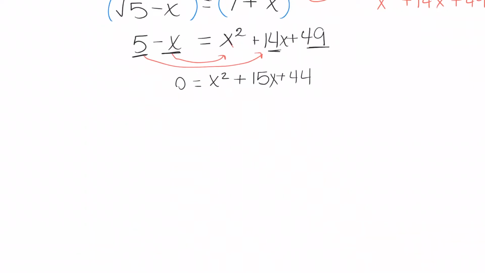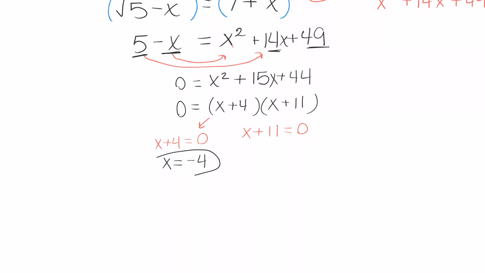So if we do that, we ask ourselves, what two numbers multiply to 44 and add to 15? Well, 4 and 11, right? So now think back to quadratics. If we separate these, we have x plus 4 equals 0, and x plus 11 equals 0. What plus 4 is 0? x equals negative 4. Okay? And here, it must be negative 11.